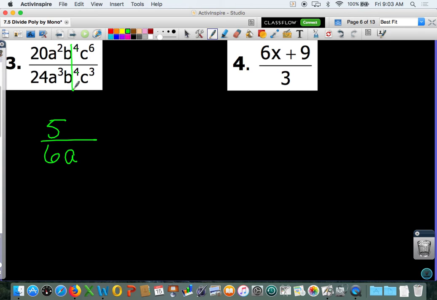All right, the 0 exponent will tell us anything to the 0 power is 1. And then look at your c's. 6 minus 3 is 3. That is positive, so that will go on the top. 5c cubed over 6a.